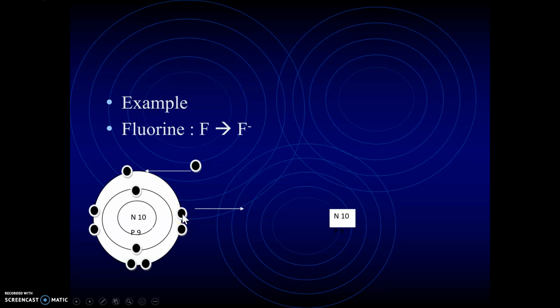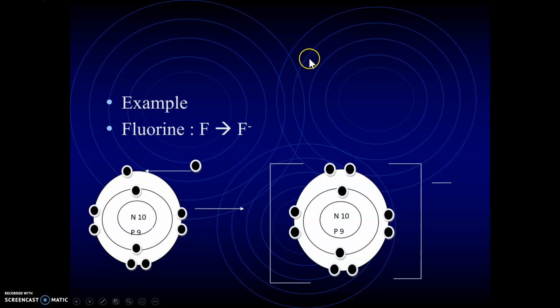So it's a lot less energy just to gain 1 electron to become stable, to have 8, than it is to lose 7. So it gains 1 electron, and now it has 8 on the outside. And since it's gained 1, it becomes an ion. So we do these square brackets, okay? And then we put the charge here. Since it gained 1, it's now 1 negative is the charge.